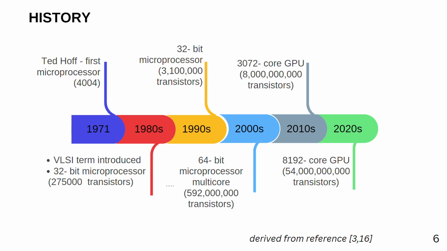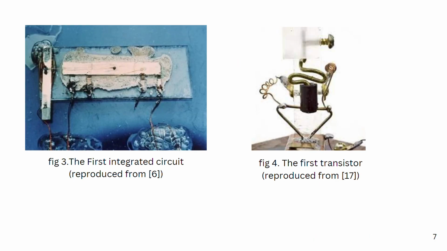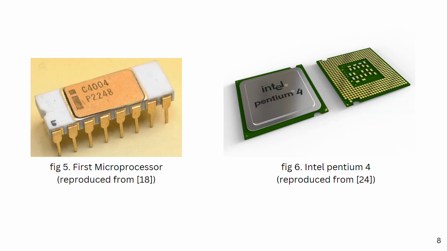And in the 2000s, a 64-bit microprocessor which contains about 592 million transistors. And in the 2010s, the count of transistors again increased and it went up to 8 billion transistors. And in the 2020s, the transistor amount was up to 54 billion transistors. These are the images of the first integrated circuit and the first transistor. The 4004 first microprocessor image and the Intel Pentium 4 image.